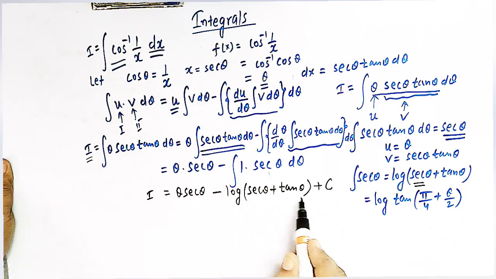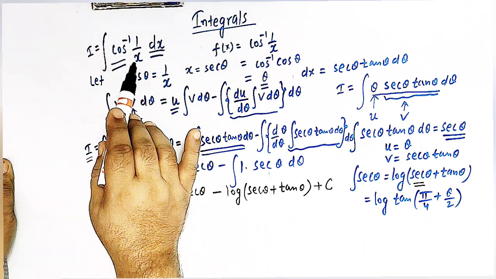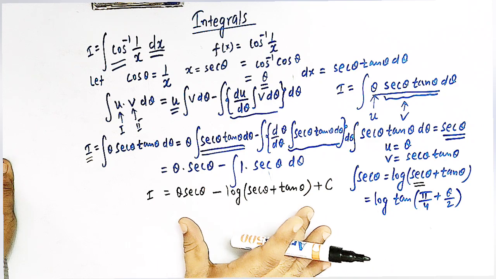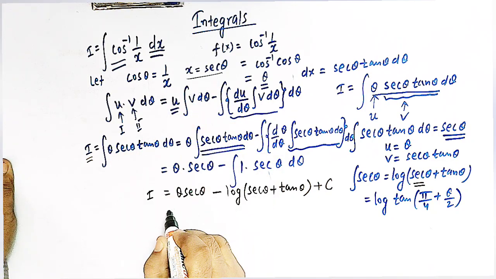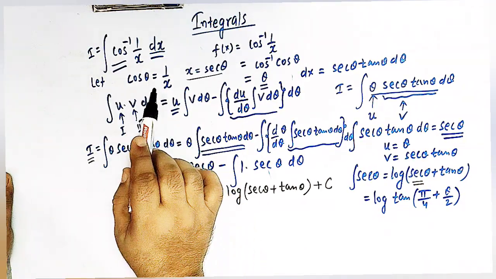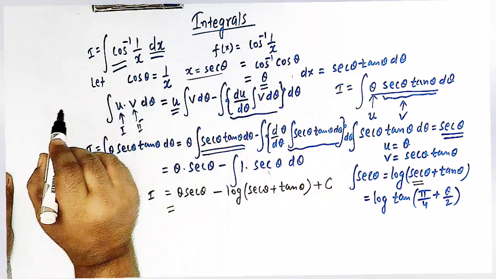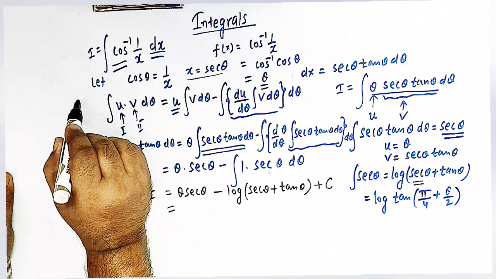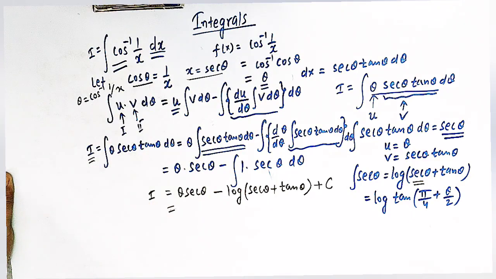So now this result is in terms of theta, but our original integral was in terms of x. So let us convert this result in terms of x by using this result, that is x is equal to secant theta. For theta we can write theta is equal to cos inverse of 1 over x, because cos theta is equal to 1 over x. So theta is cos inverse of 1 over x.